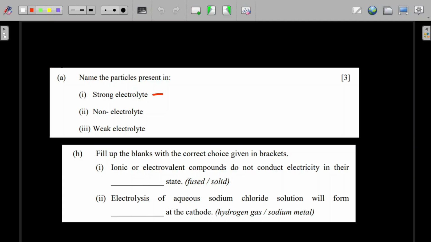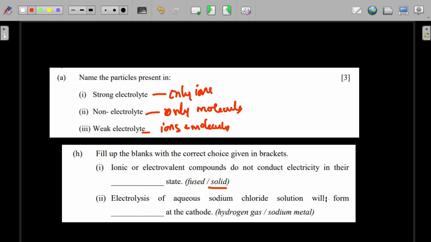Name the particles. Strong electrolyte, you have to write only ions or mainly ions. Non-electrolyte, only molecules. Weak electrolytes, ions and molecules. Ionic or electrovalent compounds do not conduct electricity in their solid state. Electrolysis of aqueous sodium chloride solution.